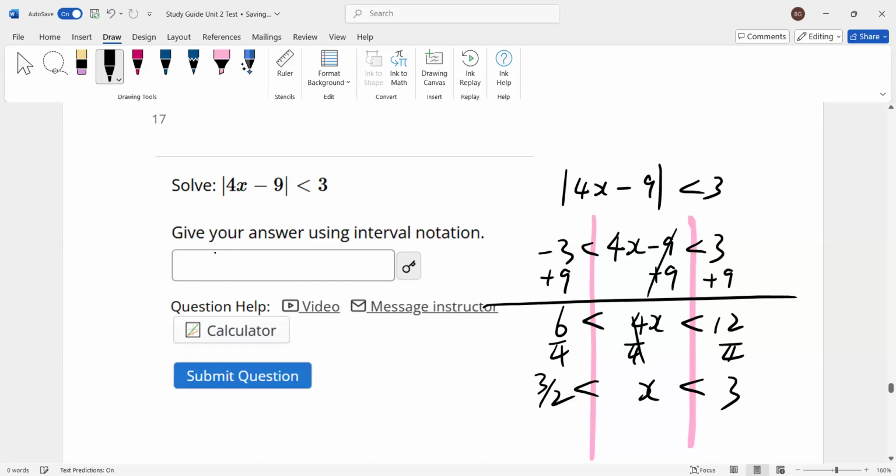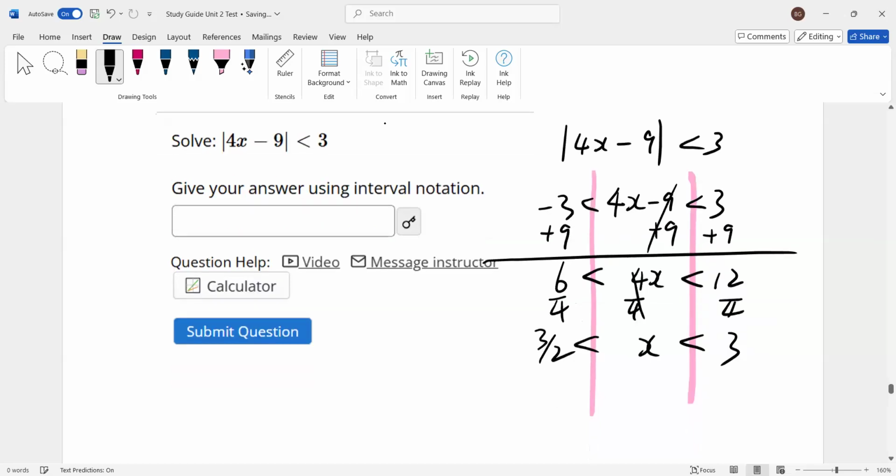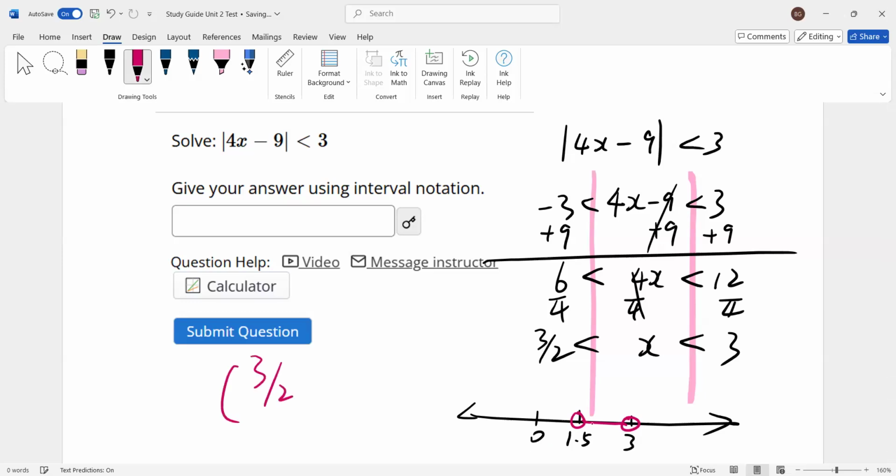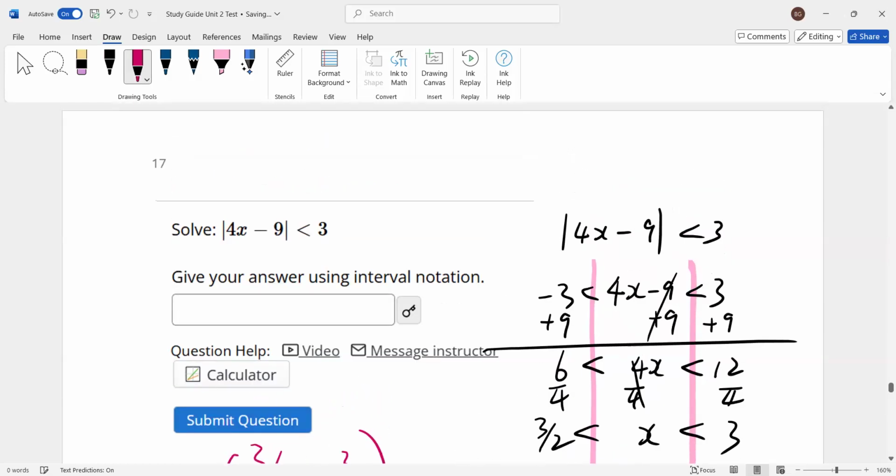Give your answer using interval notation. If we graph the solution set, this is 0, this is 1.5, like 3 over 2, and this is 3. Then the solution is this open interval. Both endpoints are excluded. So the interval notation would be 3 halves, comma, 3, open, open. This one is pretty doable.